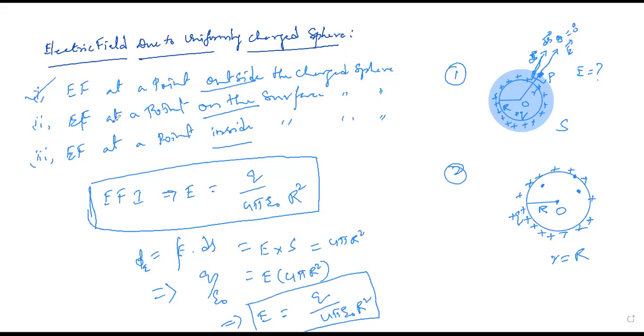So this is about the second. Second one also completed. When the point lies on the surface, the electric field intensity is E is equal to Q by 4 pi epsilon naught R squared. Now, the third one is very important: when the point lies inside the sphere, how it should be calculated.